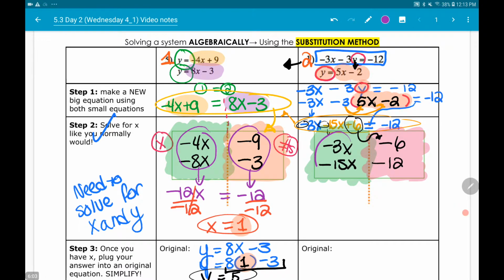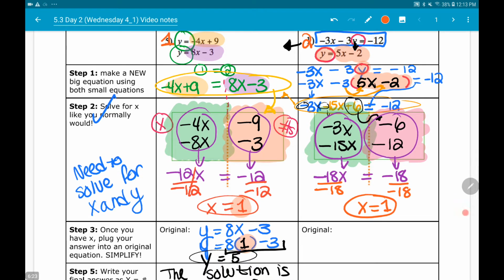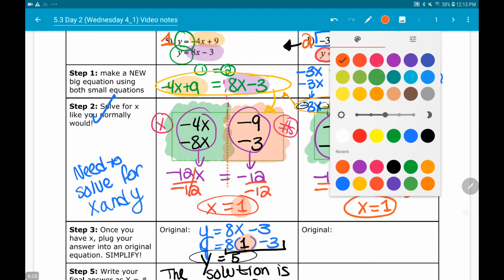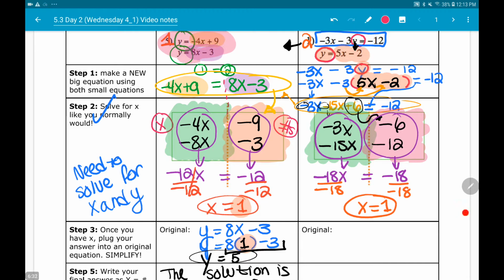All right, let's combine like terms. So I get negative 18x equals negative 18. Wow, weird coincidence. And now I divide by negative 18. And again, I get x equals 1. All right, so now when I pick an original, before it didn't matter because both my equations here were in y equals. Now I see that only one of them is. So that is the one that I'm going to take for my original. It's just easier for us if we take that one.